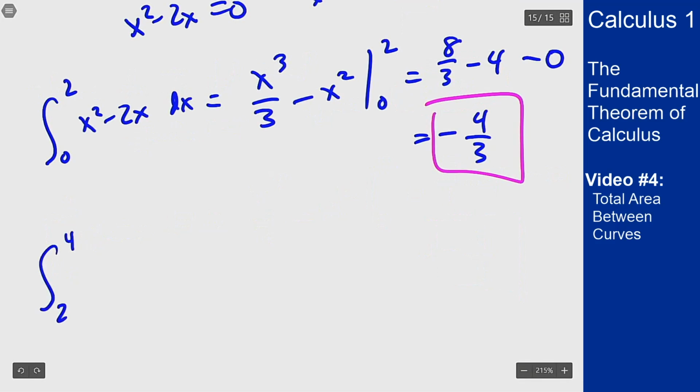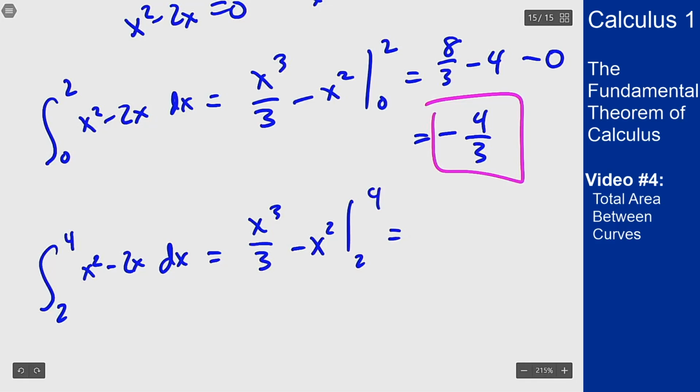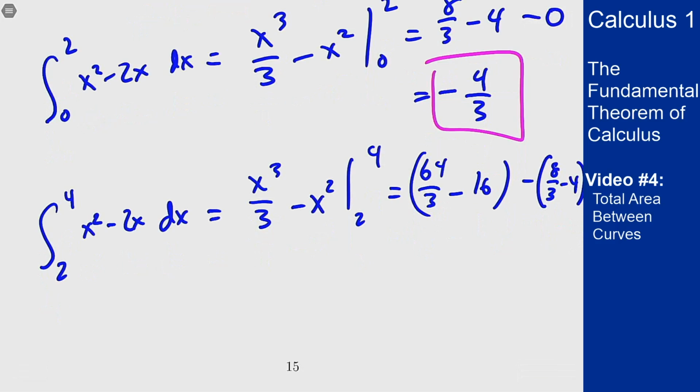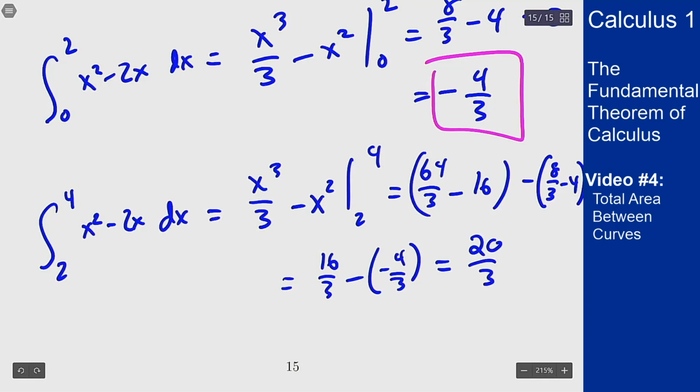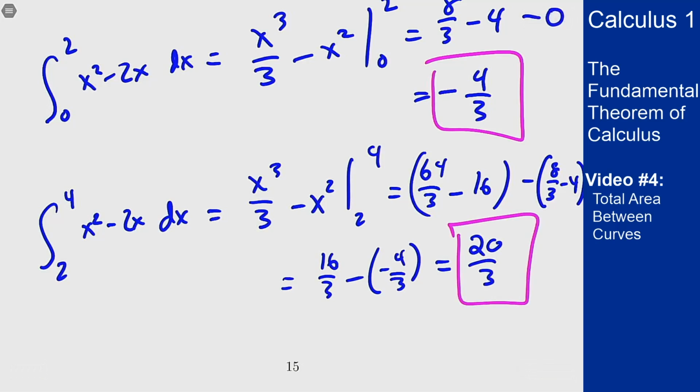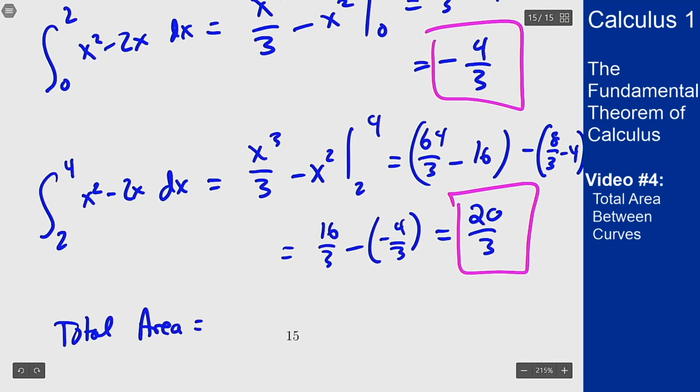The integral from 2 to 4 of x squared minus 2x dx is the same function, x cubed over 3 minus x squared from 2 to 4. Now I plug in these numbers. I will get 4 cubed is 64 over 3 minus 16, and then minus 8 over 3 minus 4. So this will come out to 16 over 3 minus a negative 4 over 3, so I get 20 over 3. Now, if I want the total area, which is what this problem asks for, the total area is 20 over 3 plus 4 over 3. Taking the absolute values and adding them gives 24 over 3, or 8.